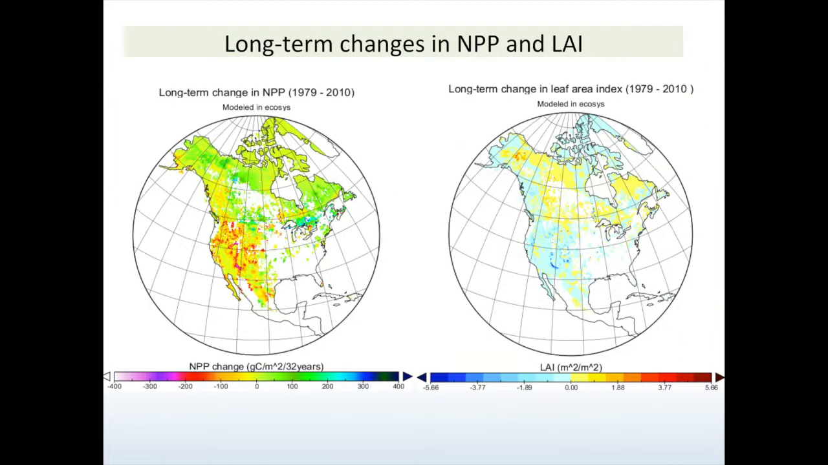Long-term changes in NPP and LAI, these are long-term changes in net primary productivity. Unfortunately, my grad student has a tendency to use different color scales for different attributes, which I'll have to get back to him about. But where you see the yellow to the red, this is long-term gains in LAI. Where you see the blue, long-term declines in LAI. So that's probably the best thing to glean from that slide.